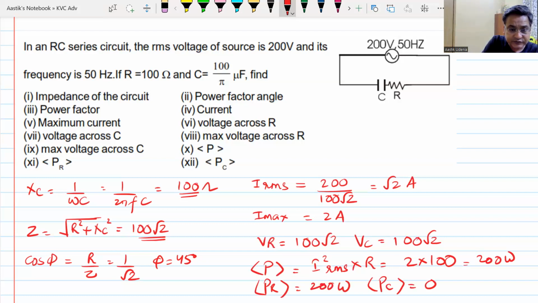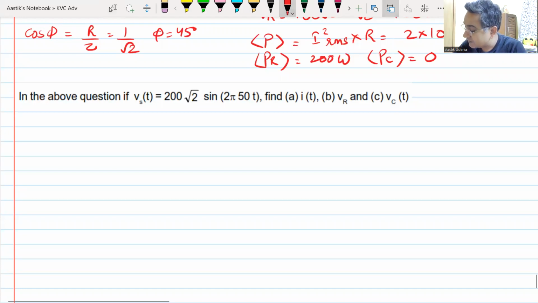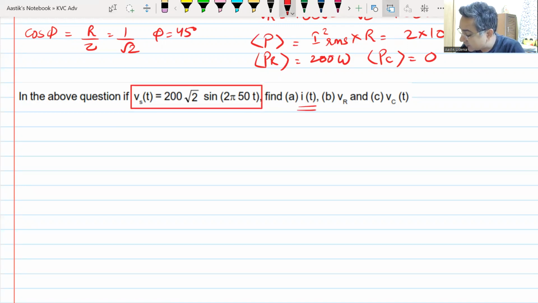Now there is a subordinate question here. If you solve that, that means everything is fine in this universe. In the same question, the voltage is given as a waveform as a function of time. Can you write the value of current as a function of time, VR and VC as a function of time? Do you remember what I told you?